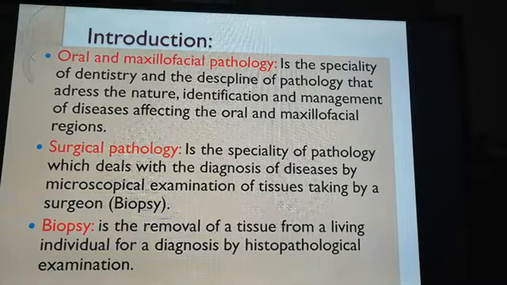Surgical pathology is the specialty of pathology which deals with the diagnosis of disease by microscopical examination of tissues taken by a surgeon, a biopsy. Biopsy is the removal of a tissue from a living individual for diagnosis by histopathological examination. So, removal of tissue from a living individual.